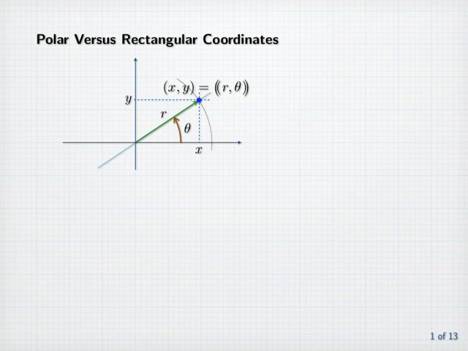Here we use double parentheses to distinguish polar from rectangular coordinates. This notation is not standard.